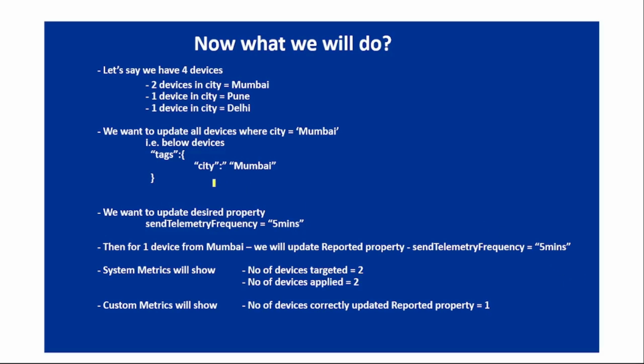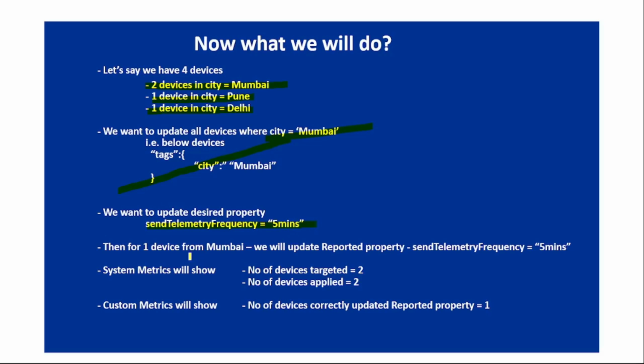So what we will do? Again, let's say we have 4 devices. For 2 devices the tag city is equal to Mumbai. For one device the tag city is equal to Pune, and for one device the tag city is equal to Delhi. This is the same example we discussed in our previous video. Now we want to update all devices where city is equal to Mumbai, and we want to update the desired property telemetry frequency to 5 minutes. This is exactly what we implemented in our last video.